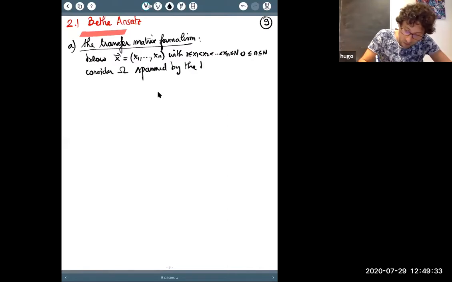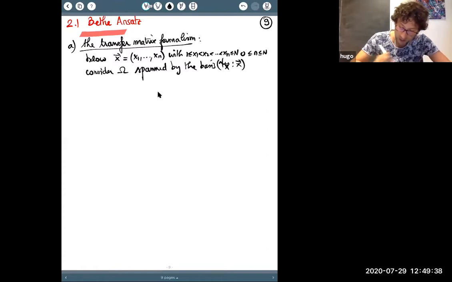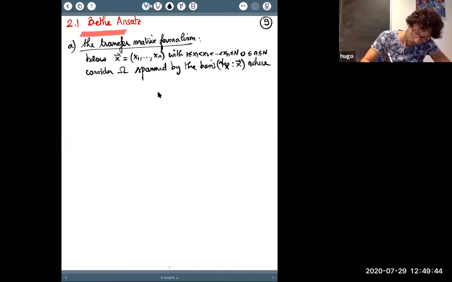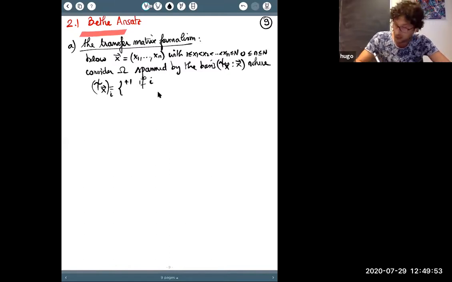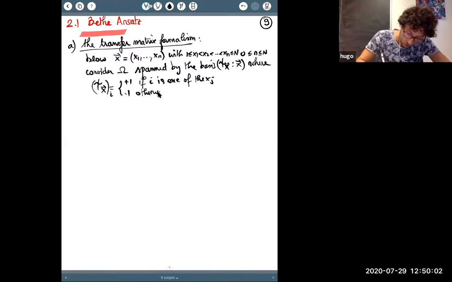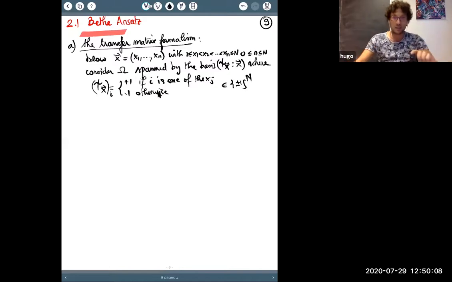by the basis psi x for all possible x's as I defined above, where psi x is defined as follows. Psi x of i is going to be plus 1 if i is one of the xj, and minus 1 otherwise. So it's always an element of plus and minus 1 to the N. Basically the entry is plus 1 if you are in the set x1 to xN, and it's minus 1 if you are not.